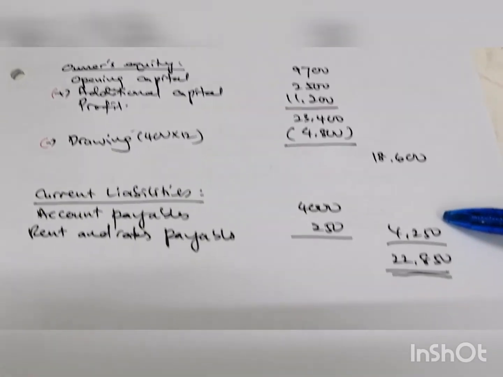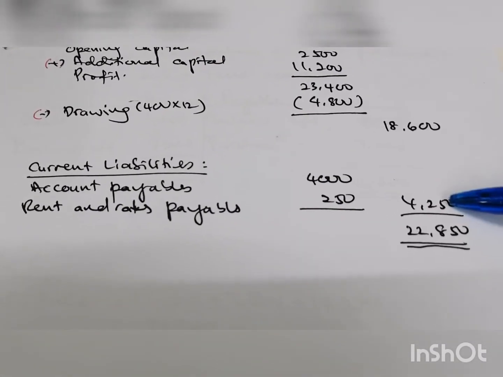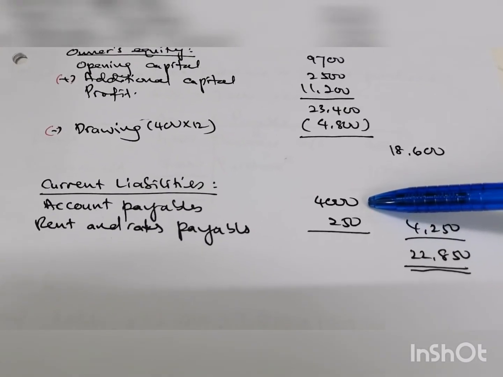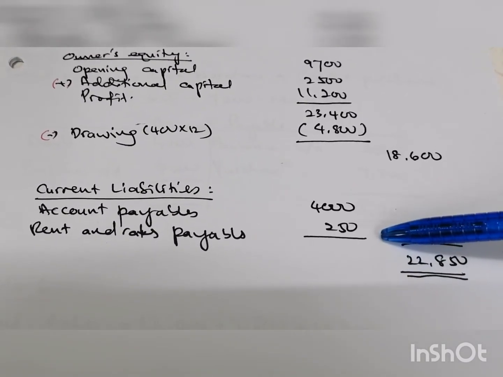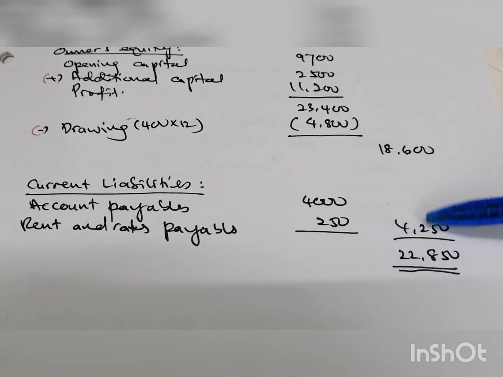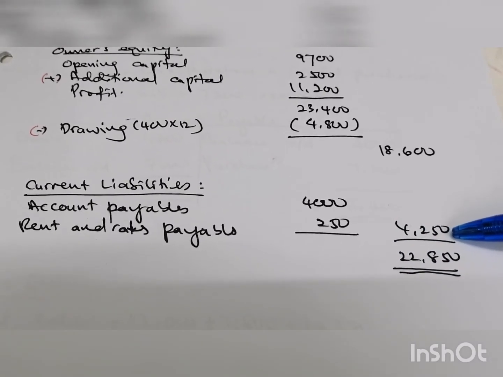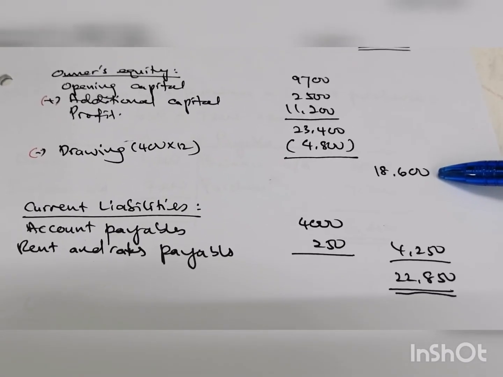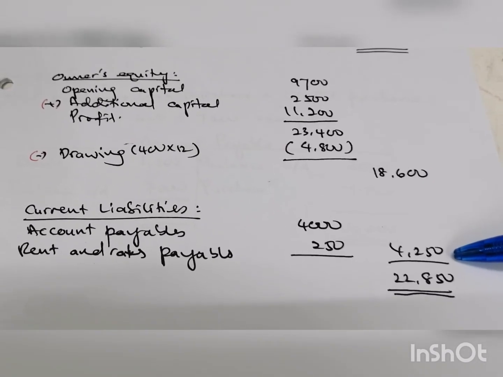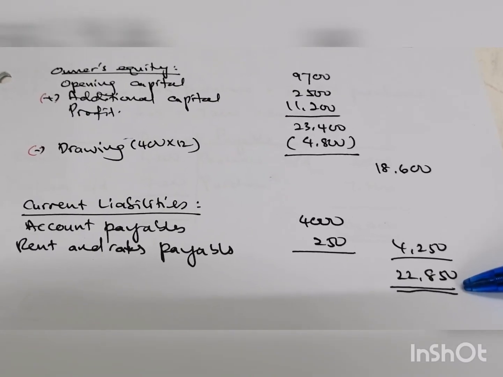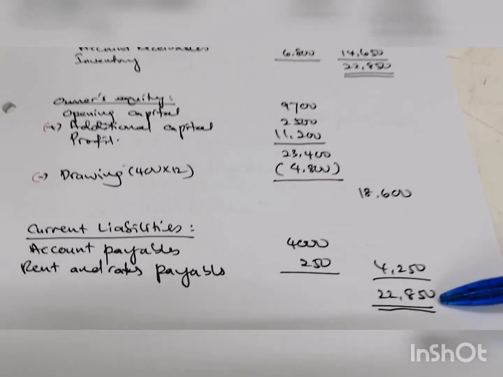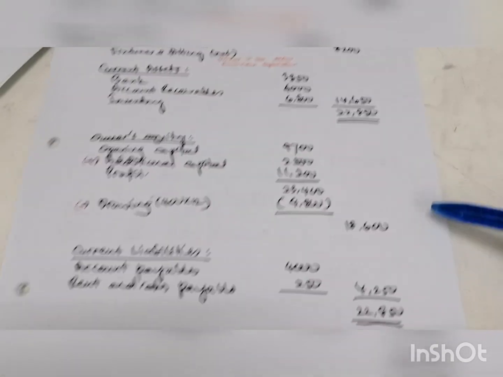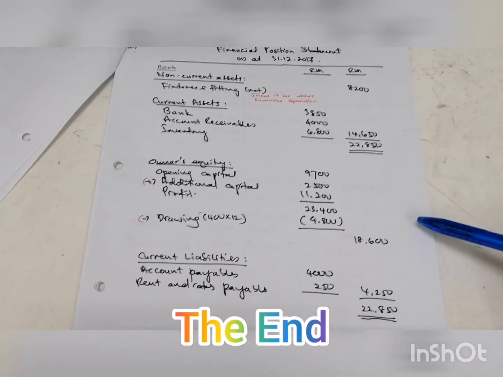Then we look at the liabilities. The current liabilities: account payables is 4,000, rent and rates payable is 250, so the total will be 4,250. When you add up owner's equity 18,600 to 4,250, you get 22,850. So the amounts here are equal. That means your answer is correct.